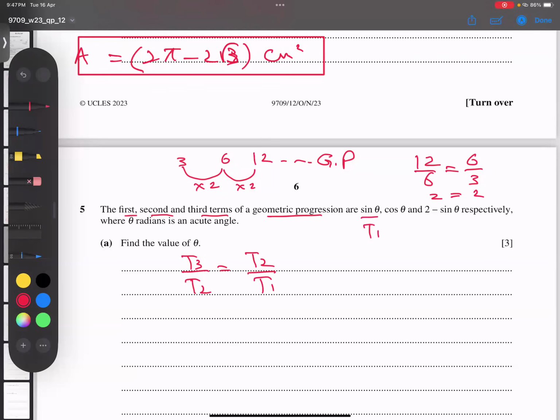Now, what is T1? This is T1, this is T2, and this is T3.